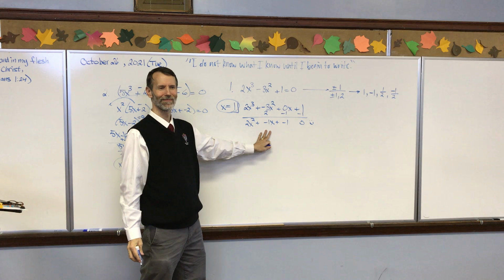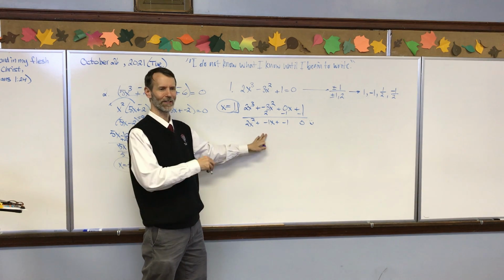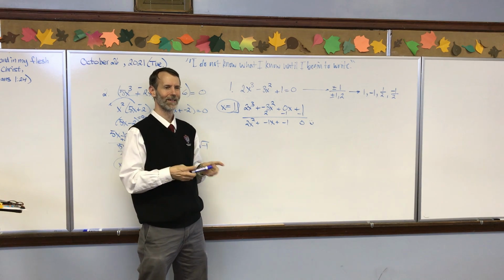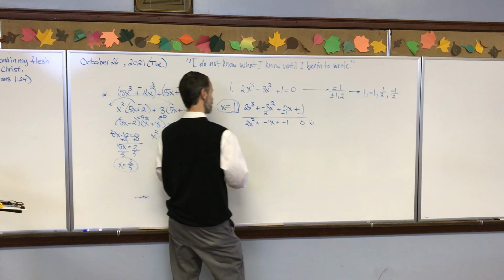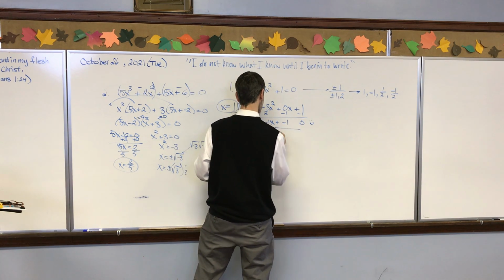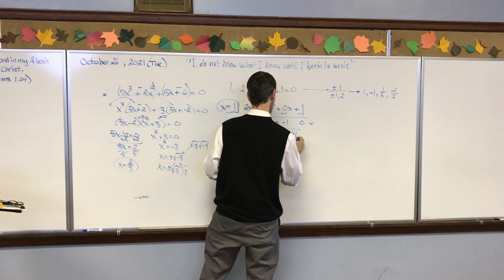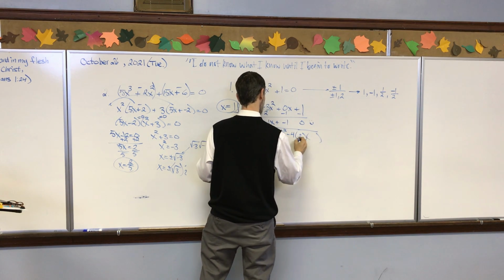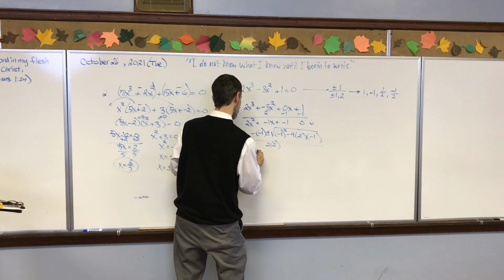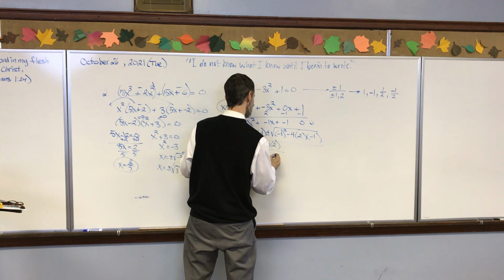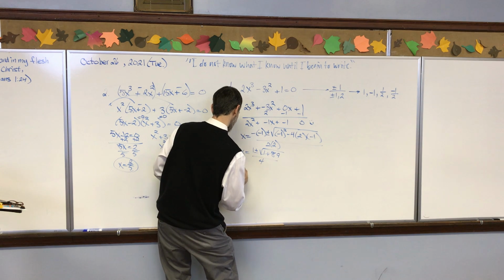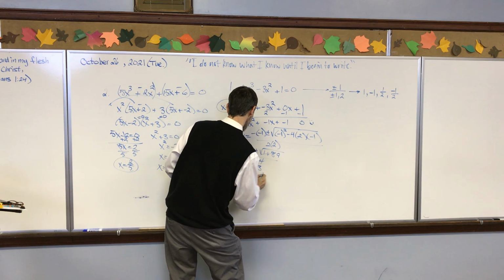Preference? Do you prefer quadratic formula or factoring, or it's up to you? Quadratic formula's fine. Let's do it. So x equals negative b plus or minus the square root of b squared minus 4ac, all divided by 2a. So I'm going to get x equals 1 plus or minus the square root of 1 plus 8, all over 4. This is the square root of 9 really, which is 3. x equals 1 plus or minus 3 over 4.